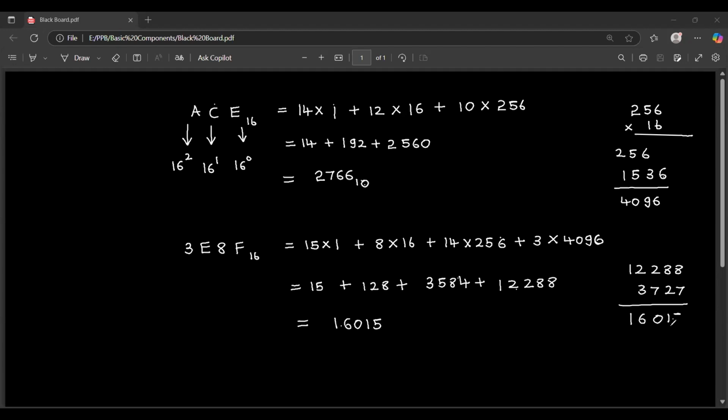Okay, so this is what you have to do. Let's try another one. Maybe like 1000. Yeah, 1000 to the base 16. What will it be equal to?